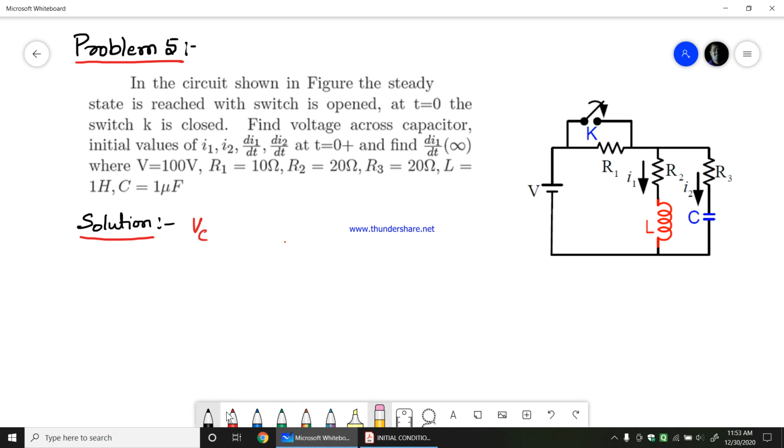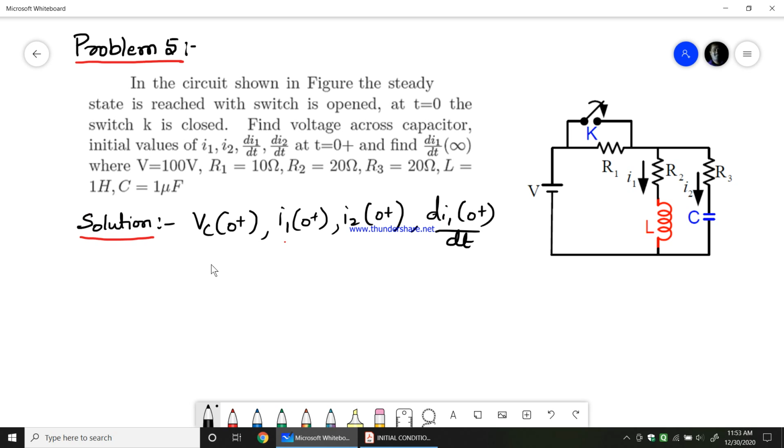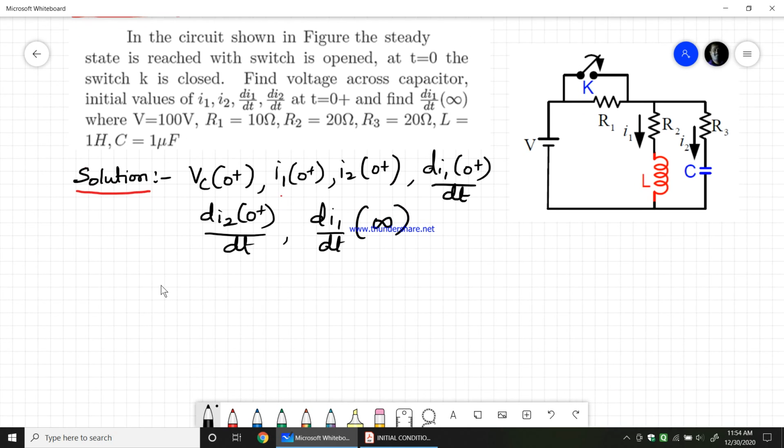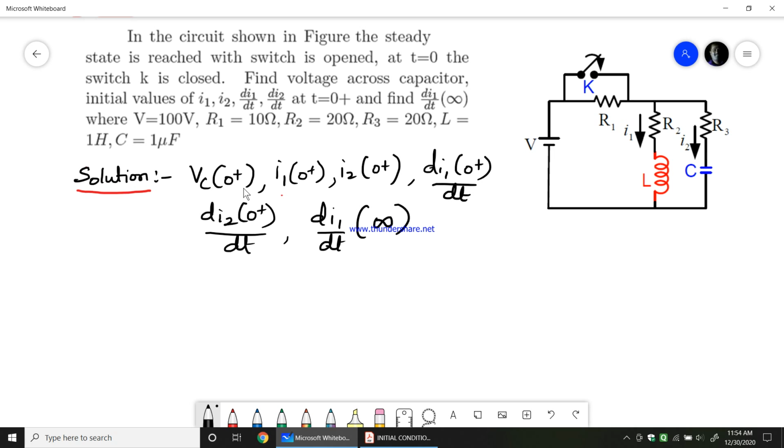So he is asking to find Vc at 0 plus. Therefore we need to find Vc of 0 plus, then I1 of 0 plus and I2 of 0 plus, then dI1 of 0 plus by dt, then dI2 of 0 plus by dt, and then dI1 by dt at infinity, which is the steady state. Okay, fine. So let us start with the solution for this particular problem. When the switch is open, the circuit is under steady state. I'll first write the circuit when the switch is open.